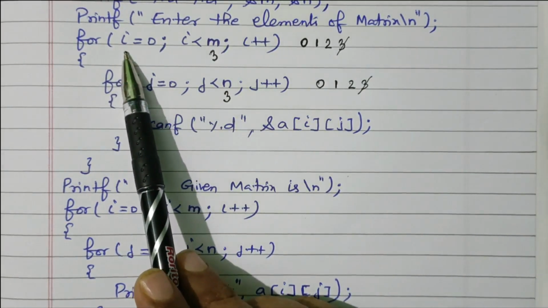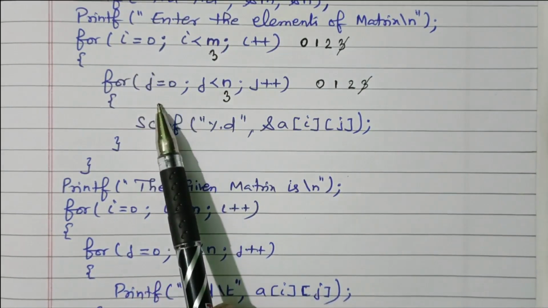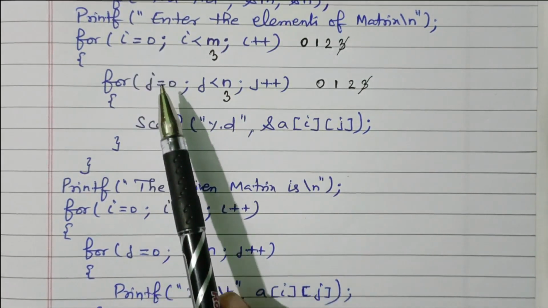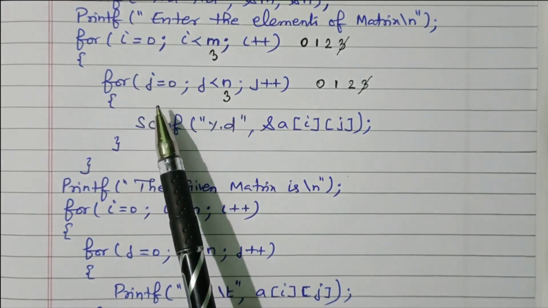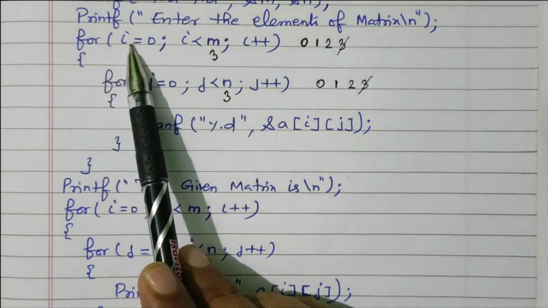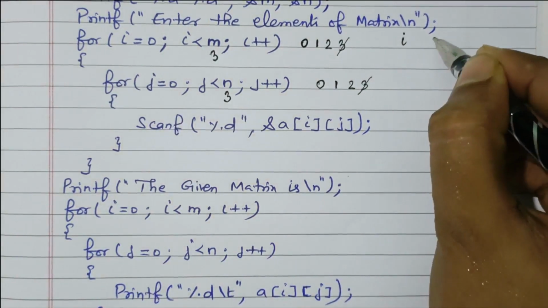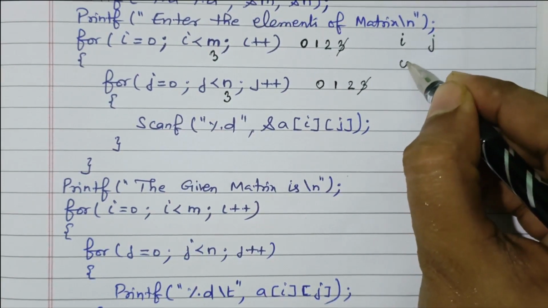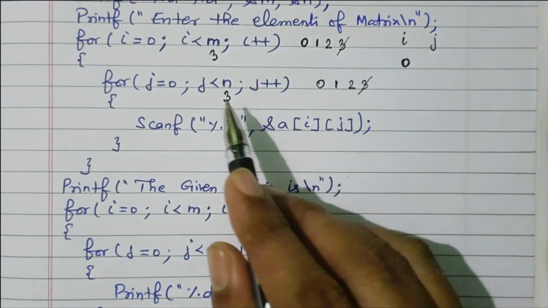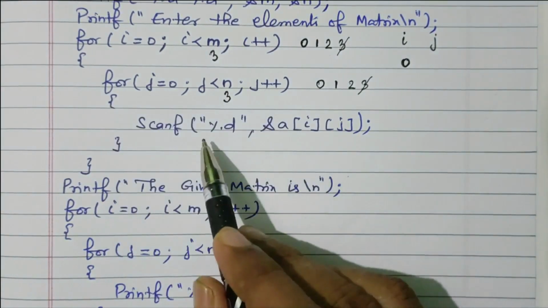So the outer loop, first I equal to 0, it will come inside. J will be 0, 1, 2. Then it will go to the outer loop. Like that it will go, right? How are I and J varied? So I is initially 0. The condition is true, so it will go to the inner loop.